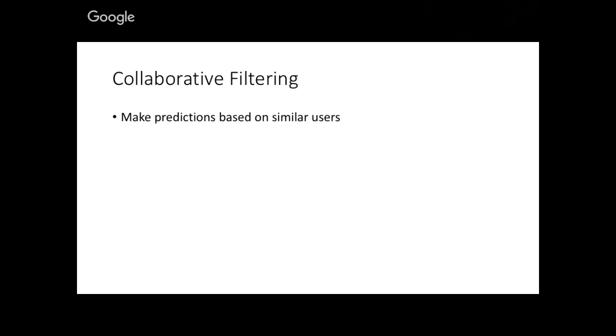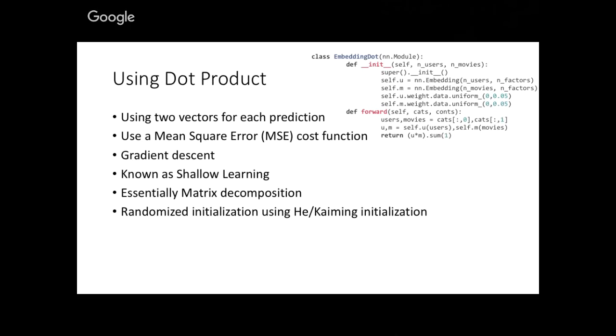For example, in their example it's MovieLens. If someone has a similar taste to mine, and they like this movie, then most probably I would like it also. The very basic way to do this is to use a dot product. They use two embedding matrices and take the dot product of the result. Then they try to minimize the mean square error, changing the embeddings using gradient descent.